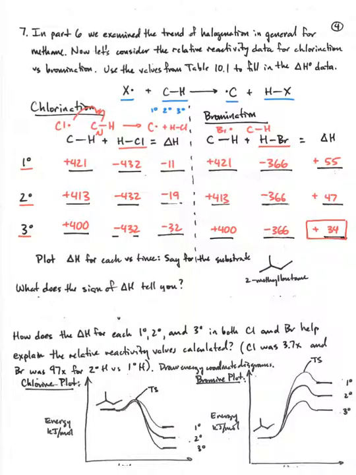It only requires plus 34 kilojoules per mole. A secondary requires 13 kilojoules per mole more than that, at 47. And then a primary CH bond requires a total of 55 kilojoules per mole. So the bromine radical wants to expend as little energy as it can abstracting that hydrogen.